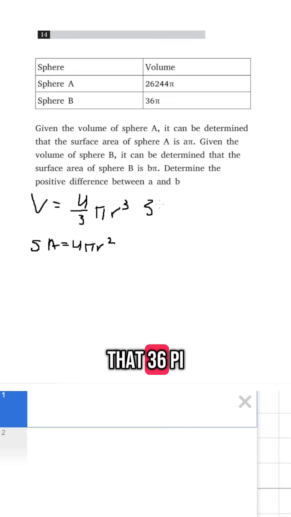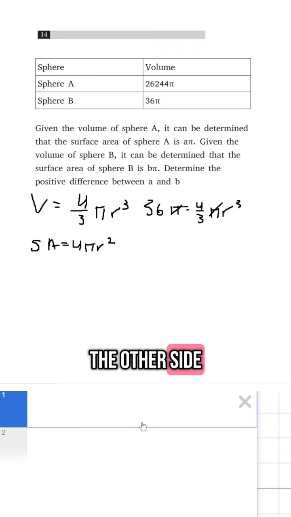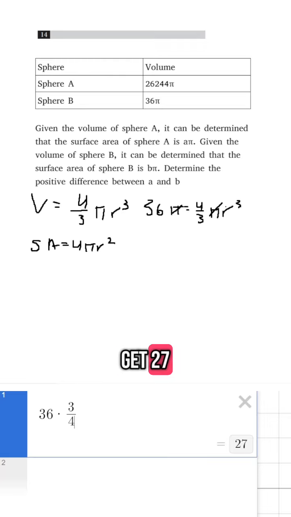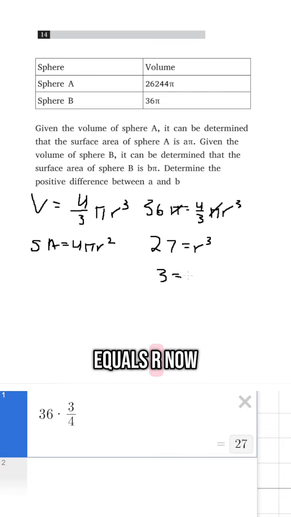If I know that 36 pi equals 4/3 pi r cubed, I can find r by crossing out my pi's and then multiplying 3/4 to the other side. So I would get 36 times 3/4, and I'd get 27. So I know that 27 equals r cubed, and therefore 3 equals r.